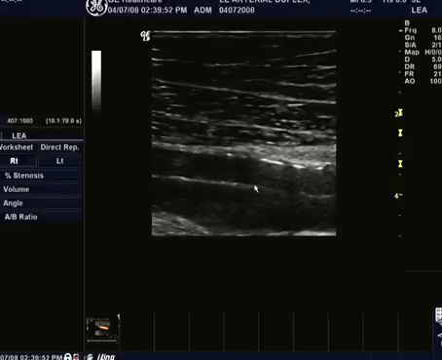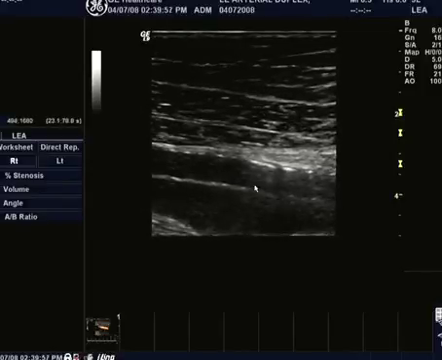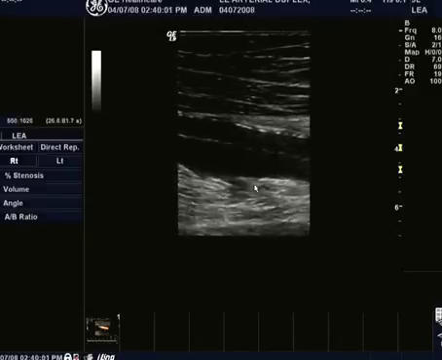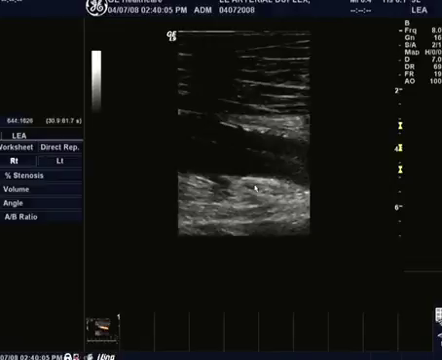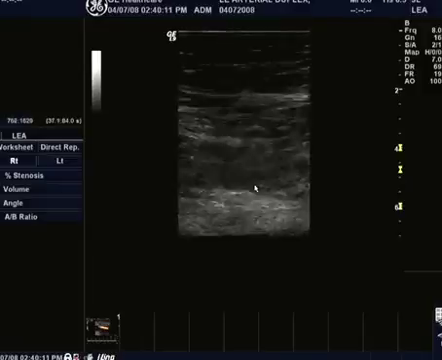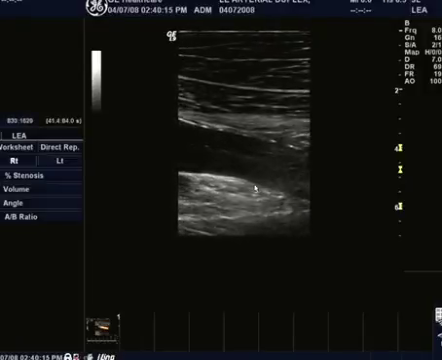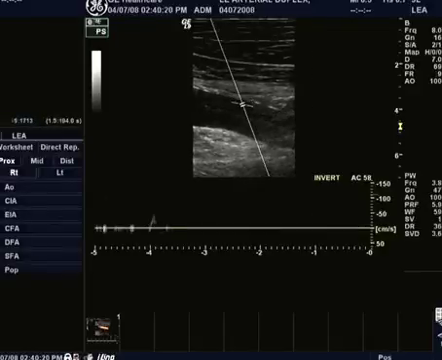Now I'm really close to the edge of my image, so here's where I want to optimize things again. First, I'm going to increase my depth so I can see deeper in the leg. As I did that, my focal zones dropped down a little bit, but I can even drop them down a little bit more because I know I'm going to go deeper. So we'll get a good shot here, and we'll continue to scan down the superficial femoral artery.